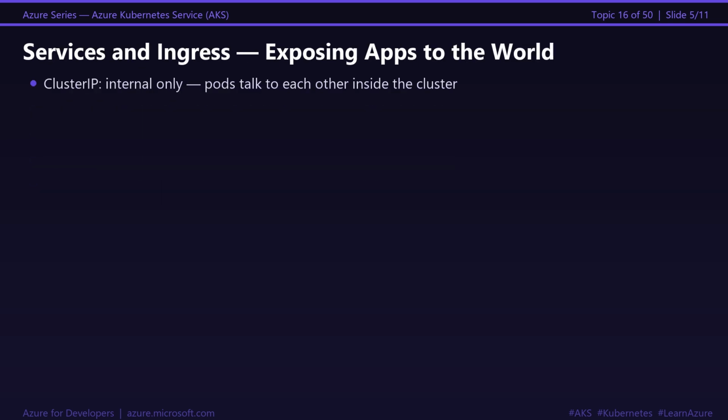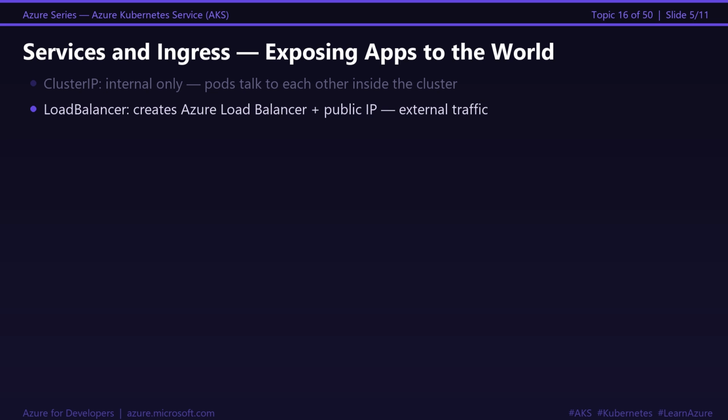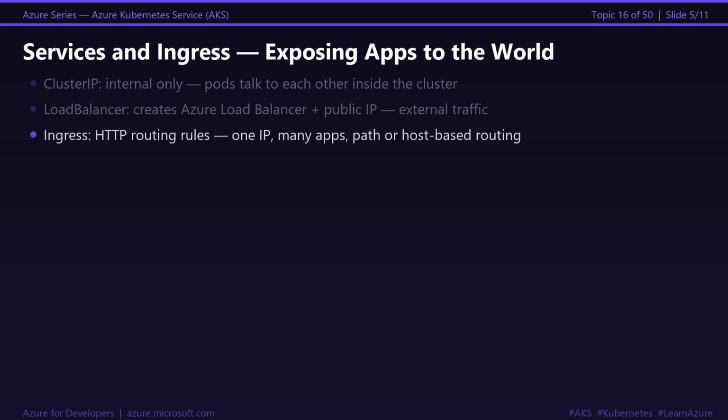Here's where most beginners get confused, and once you understand this, everything clicks. You have 3 ways to expose your application. ClusterIP is internal only, other pods inside the cluster can reach it, but nothing outside can. Use this for databases and internal microservices. LoadBalancer creates a real Azure load balancer with a public IP. External traffic hits the load balancer and gets routed to your pods. Simple and effective for a single service.